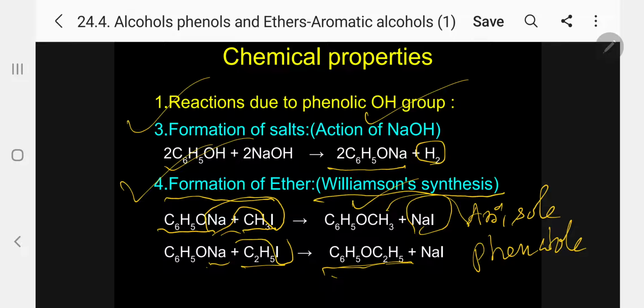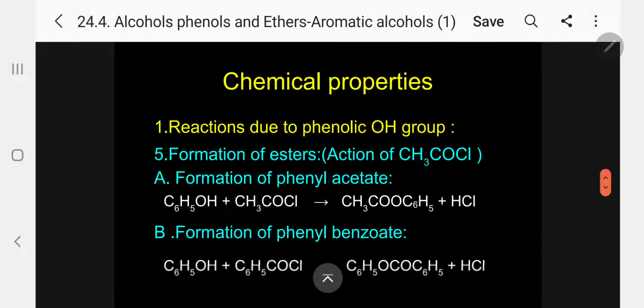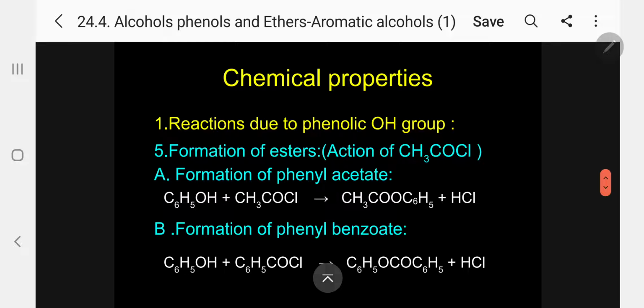Phenol. Anisole, this is phenol. Kindly follow the common names, or simply we will say methoxybenzene and ethoxybenzene. Next, under the reactions due to the phenolic group, the fifth reaction is formation of ester.